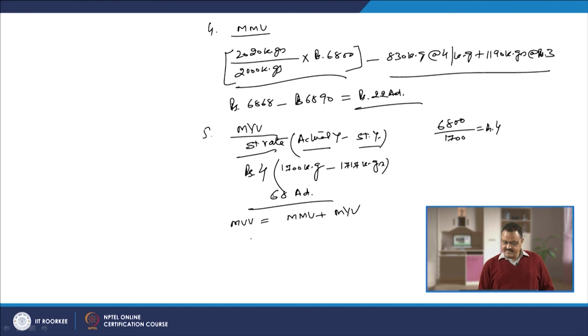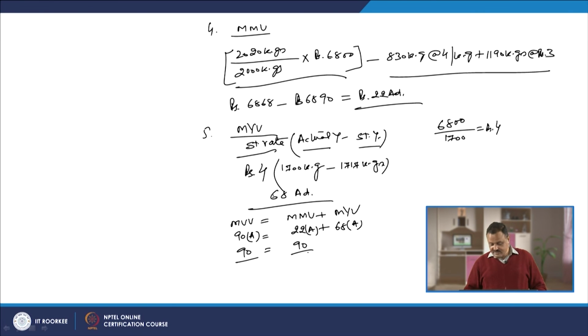So, how much is the material mix variance? If you calculate the material usage variance, what was the material usage variance here with us? 90 adverse. And what is the material mix variance? The material mix variance we have worked out here is 22 adverse, and this is 68 adverse. So, how much does it come to? 90 is equal to 90. If you take these two sides, 90 is equal to 90, both adverse, and it means the variances you have calculated are correct.